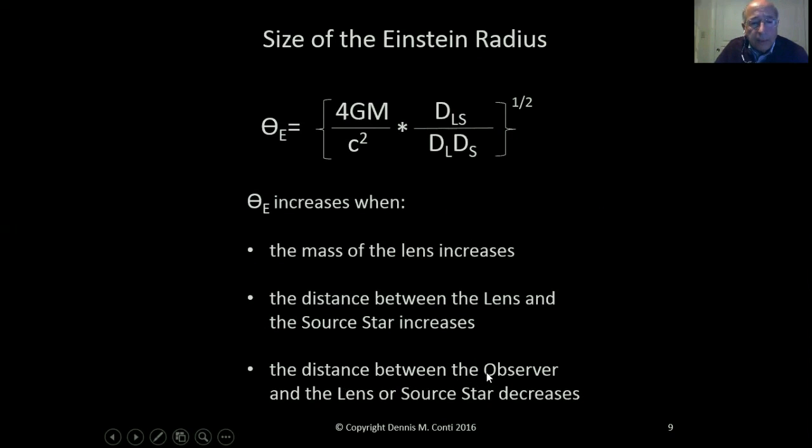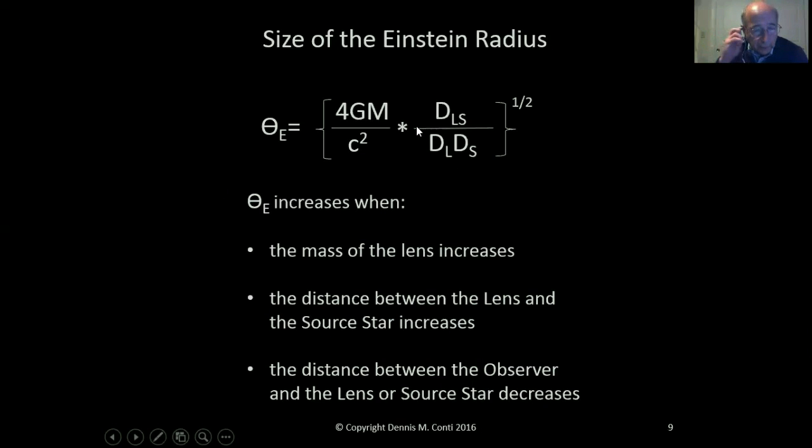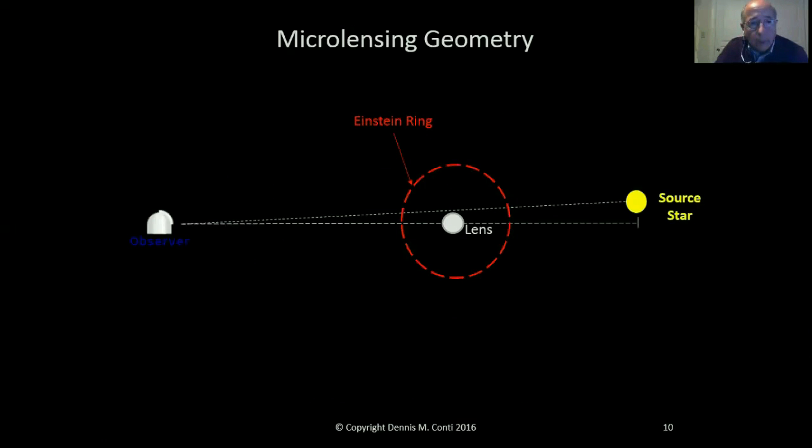Or if the distance between the observer and the lens or the source star decreases, because it's in the denominator, then the ring is going to increase. So if the distance between the observer and the lens, for example, is smaller, the ring will be bigger. So there's a number of variables that affect how large the Einstein ring is. Okay, so let's take a little bit more detail here. So here we have, again, the observer, we have our source star, and we have a lens in the middle, some mass, and its Einstein ring.